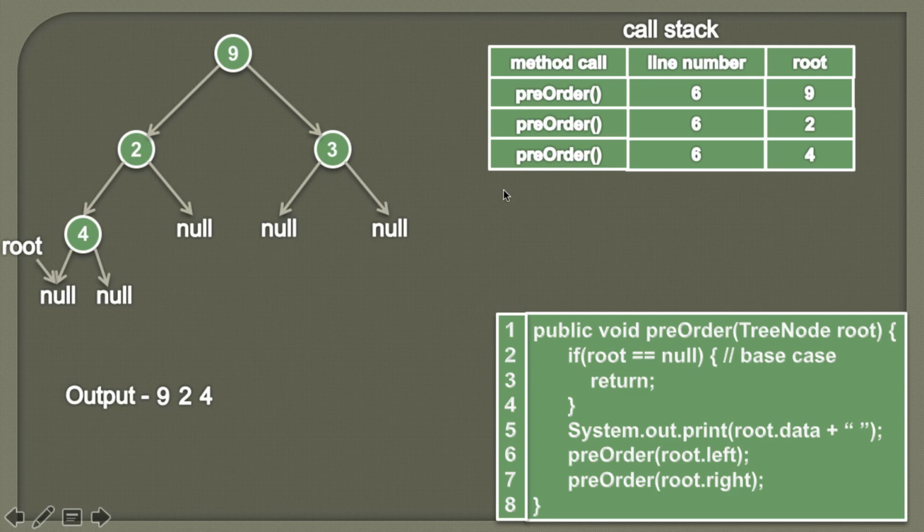And now, as this method is removed from the call stack, call goes to the pre-order method which was executed just before it. So we'll now start executing this pre-order, and as we know that we have left this pre-order at the line number 6, so we'll now start from the line number 6. And we also know that when we left this pre-order method, at that moment the root was 4. So once the call reaches this pre-order, root will be pointing to 4.